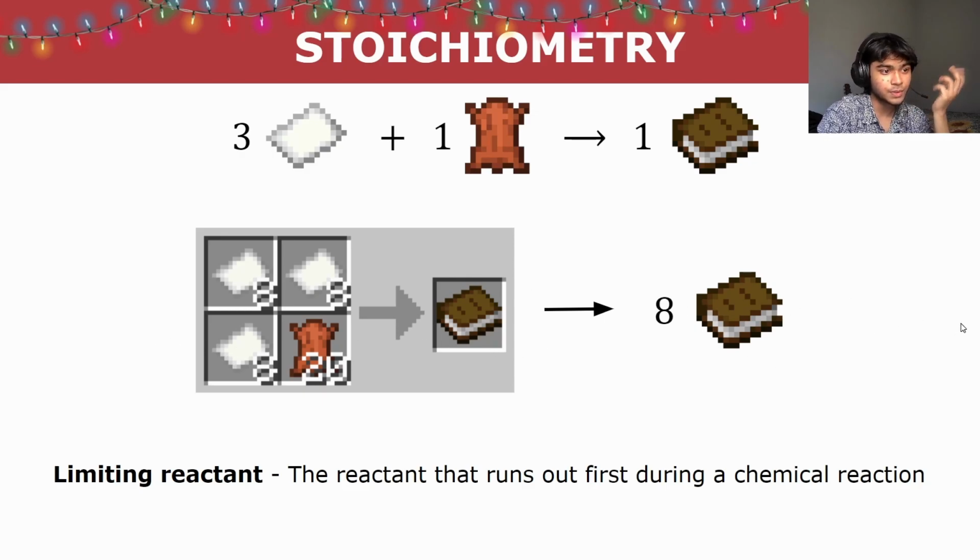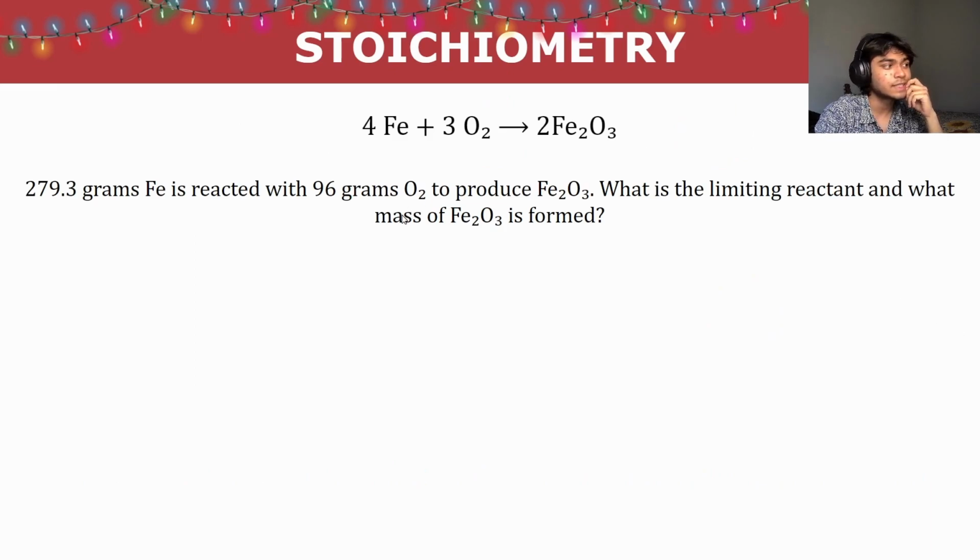Let's do an actual problem with this. Let's say you have this reaction where 4 iron atoms react with 3 molecules of oxygen to form 2 molecules of ferric oxide. We're told that 279.3 grams of iron is reacted with 96 grams of oxygen to produce ferric oxide. What is the limiting reactant and what mass of ferric oxide is formed? If you want to pause the video and try it out for yourself, feel free to, but let's try it.